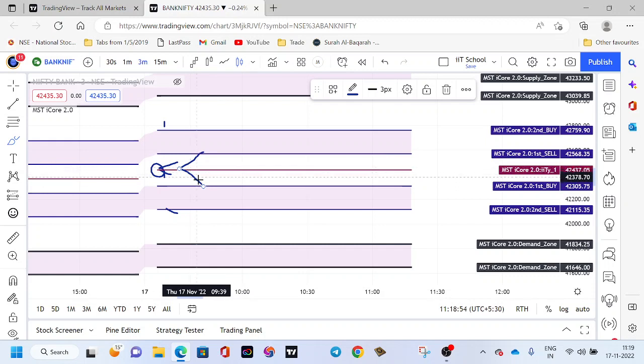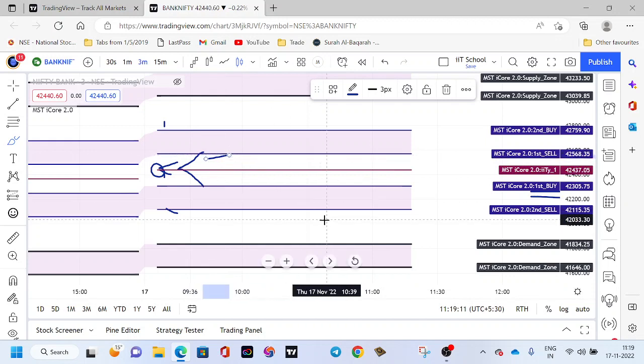If the market reaches the bottom level, the blue color, then we have to buy. See here it is mentioned clearly, first to buy at 42,305. If the market has reached the upper level first, we have to sell at 42,568. Okay, and what will be the stop loss? The next line, the top second line, will be the stop loss for the sell entry. Similarly here the bottom second line will be the SL for the first buy entry.